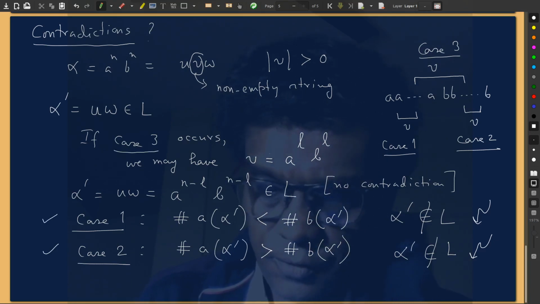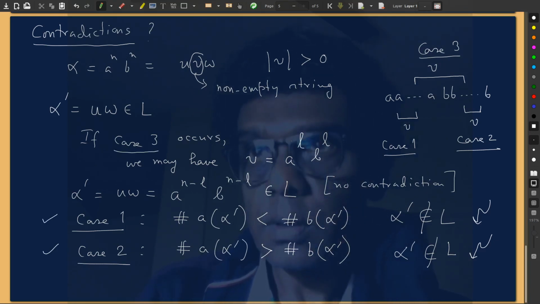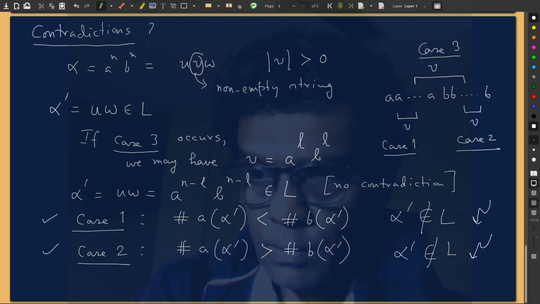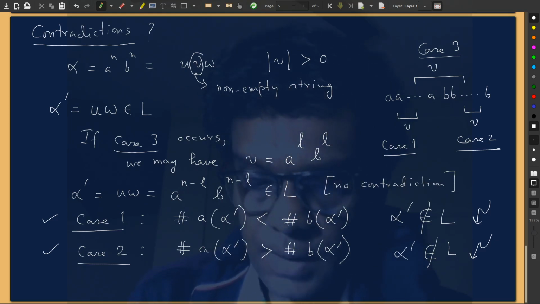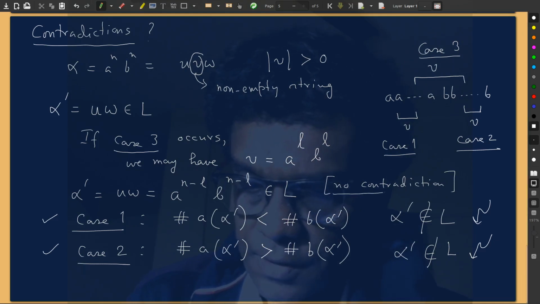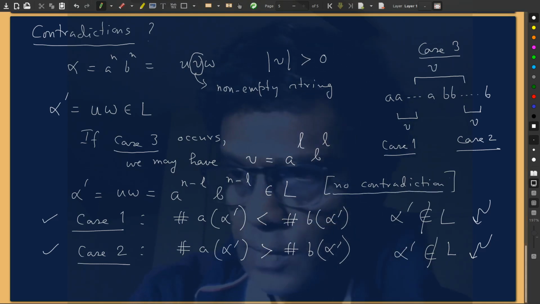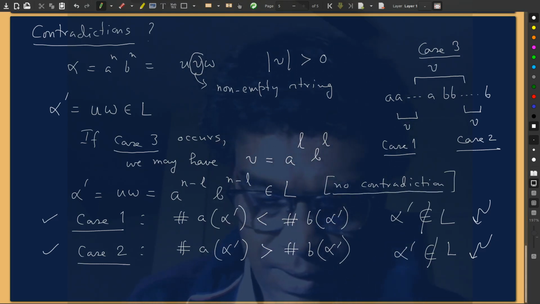but if case 3 occurs, if we are unfortunate that we face the situation of case 3, then we cannot arrive at any contradiction. That's not a good thing. So the proof fails essentially.